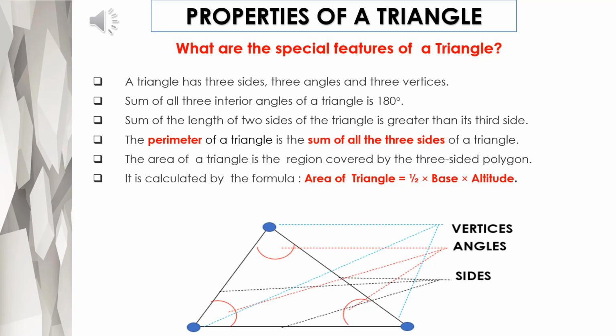Now let's go into the area of a triangle. What do you understand by the area of a triangle? The area of a triangle is the region covered by the three-sided polygon, or triangle. And how do we calculate it? We calculate it by the formula: half base into altitude, or half into base into height. Of course, in this video, I'm not going to go into the calculations of the area of a triangle. I will touch on it in my next video.